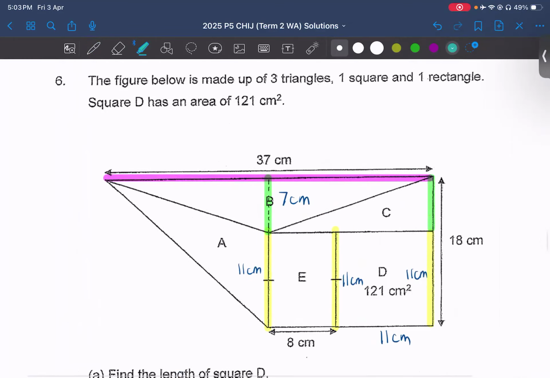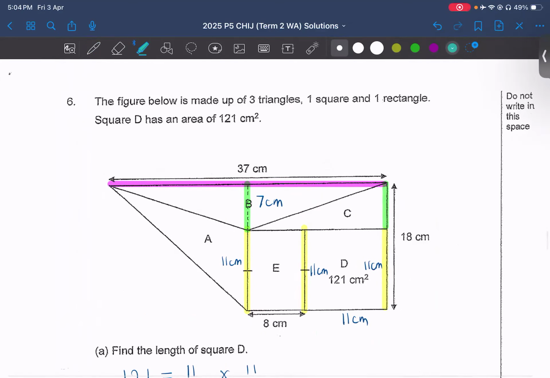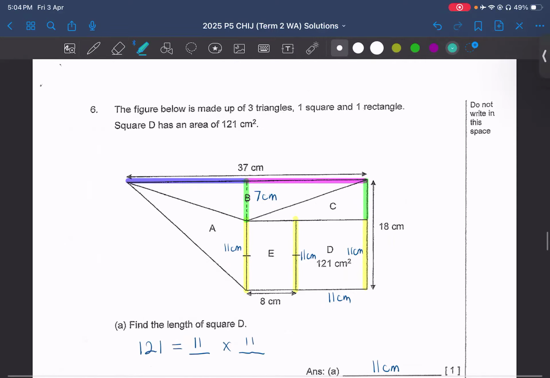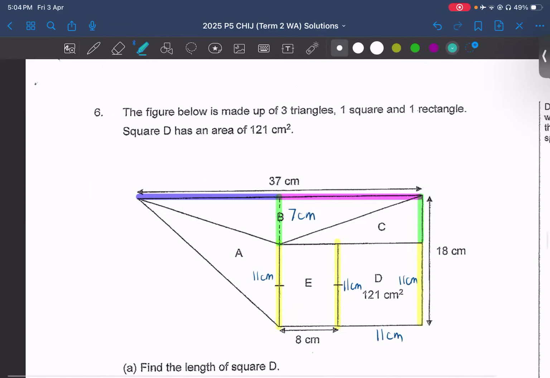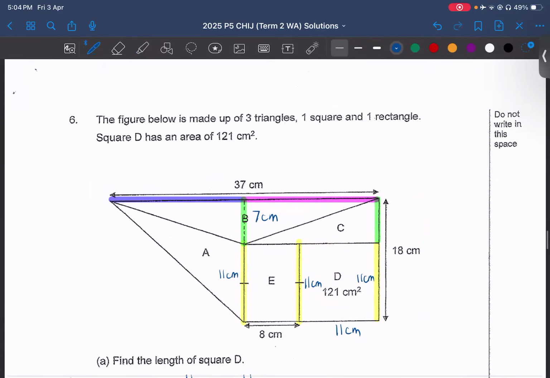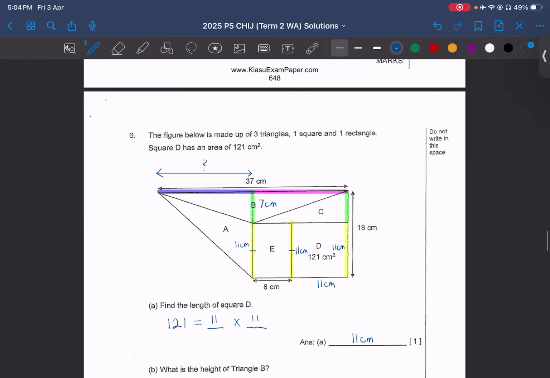The height must be perpendicular to the base. So if you draw it carefully, you realize that this blue portion here is your height. Okay, and then how do we find this length here? We want to find this length here, this blue colored portion. How can we find this length?